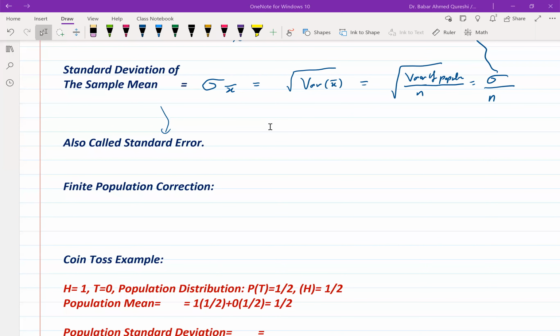Well, one thing is over here. It shows you that if you increase n, this small n, you have no control over how the population is behaving. Population has a certain probability density, but the standard error can be reduced just by increasing n. So increase the size of the sample to reduce the standard error.